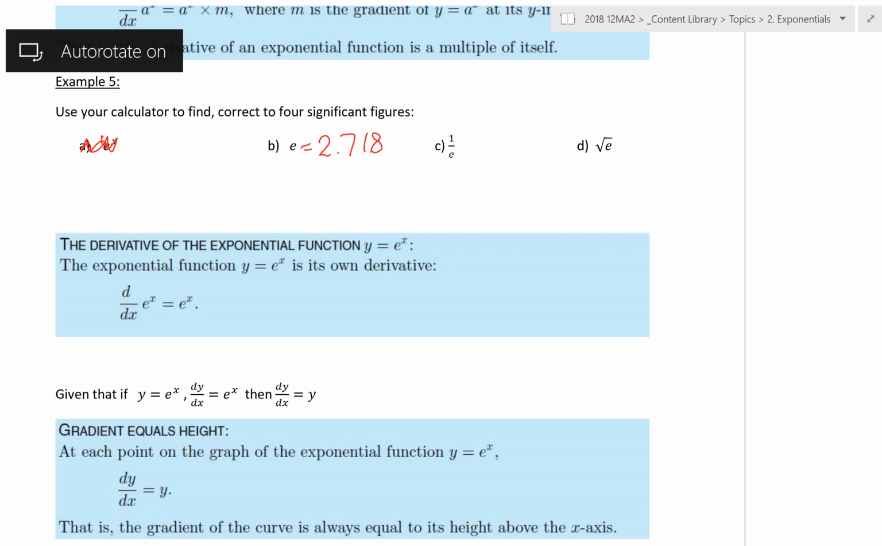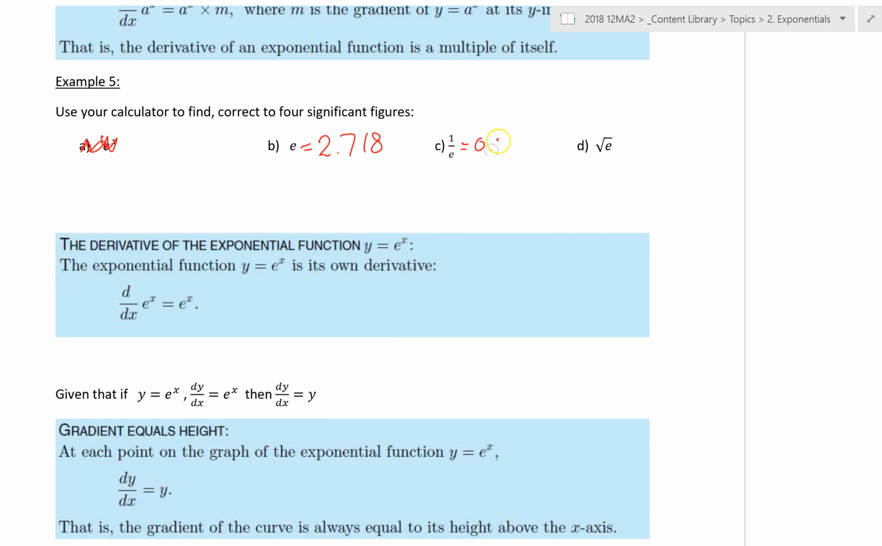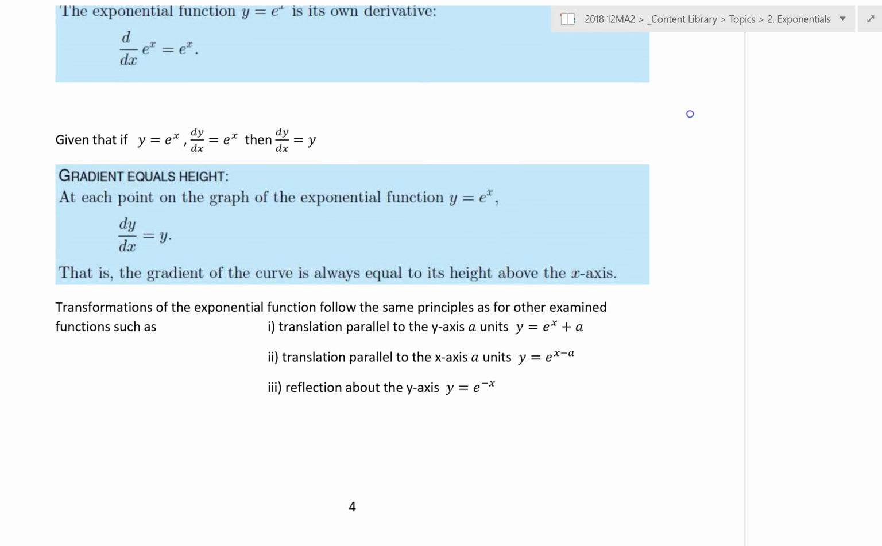And 1 over e, well, we can do that as well. Let's see how that goes. I grab my calculator again. This time it's the same as e to the negative 1. E to the power of negative 1 equals 0.3679. Square root of e is e to the half. That's straightforward enough, you can work that out. It's pretty easy so far. That's why we raced through it in class, because it's just not that complicated.